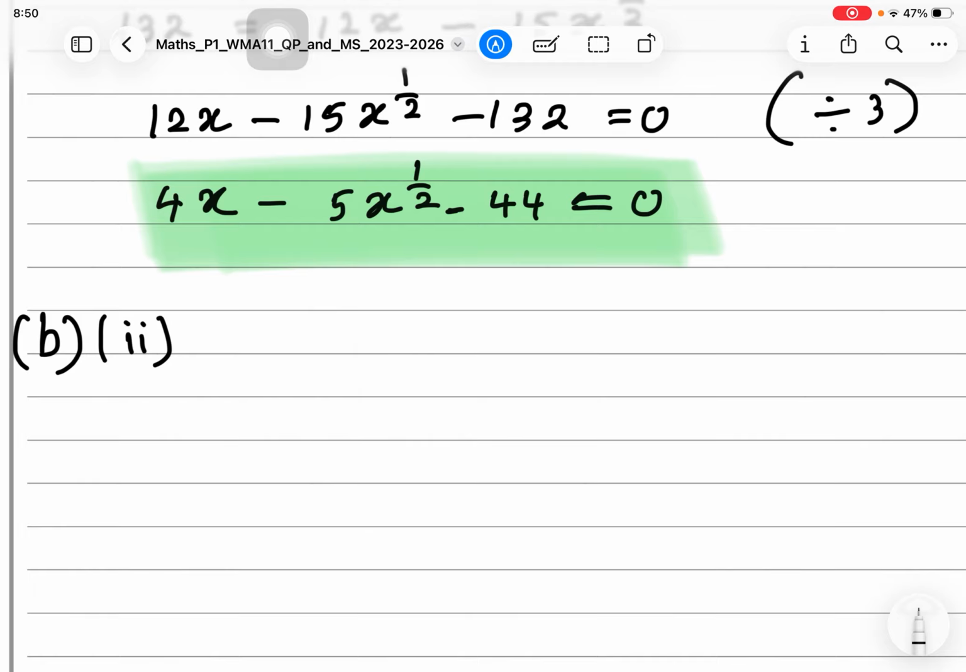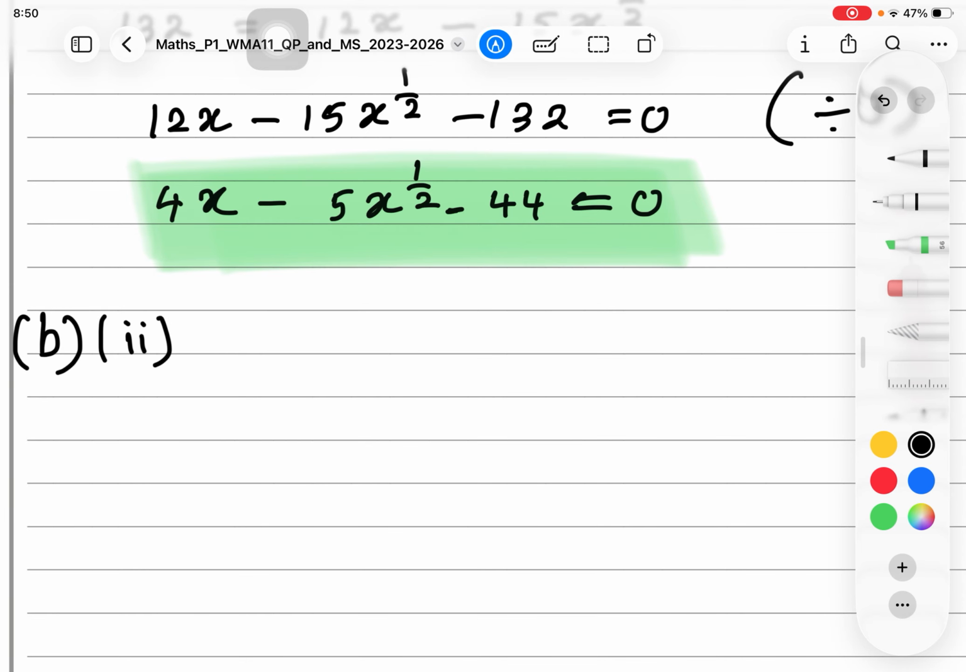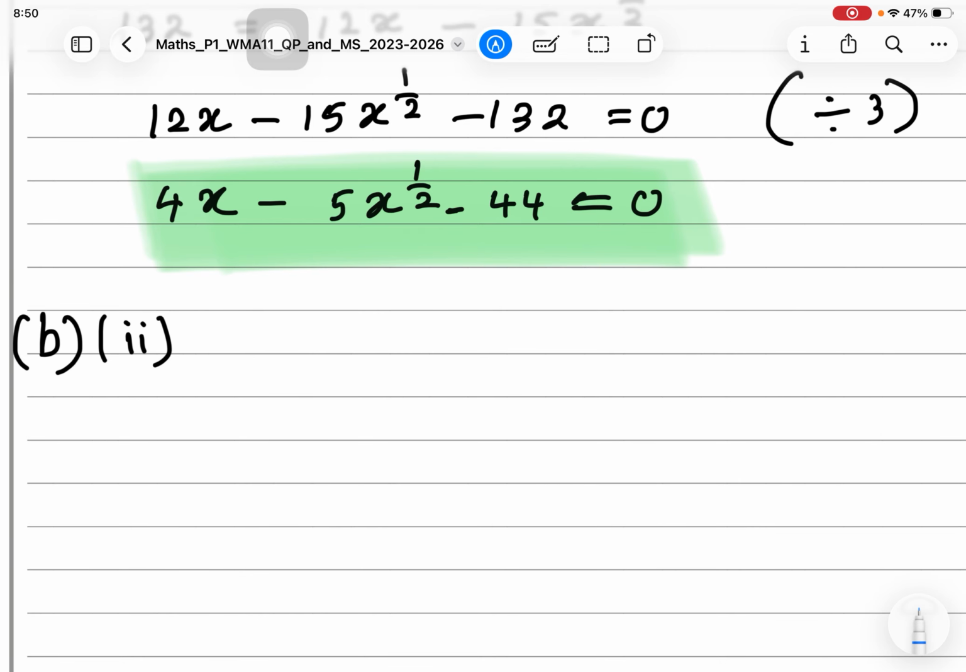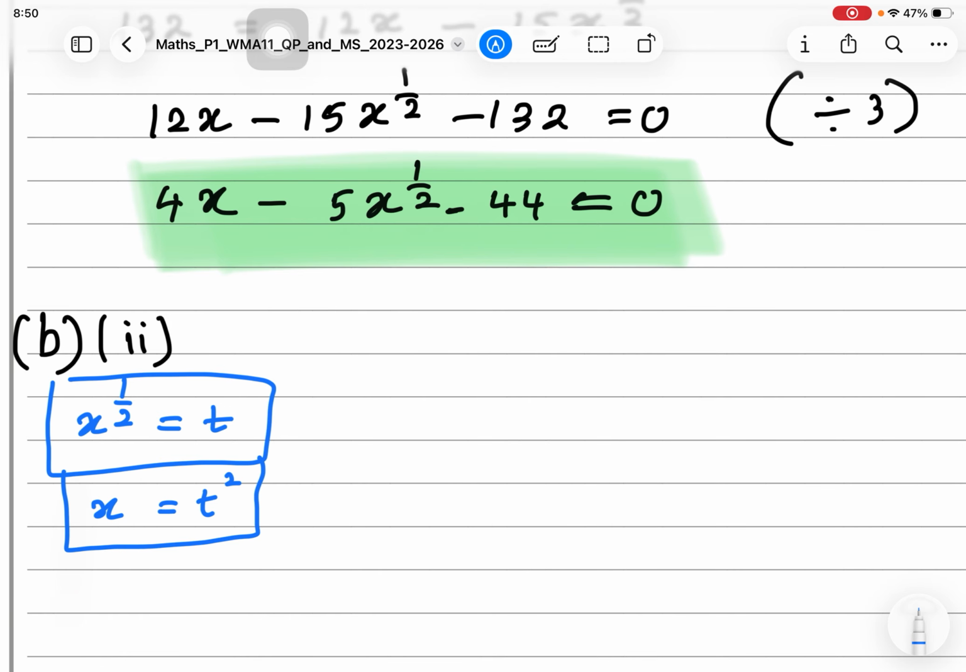Since these solutions are a bit tricky, I'm going to have an easy simplification. I'm going to have x to the power half as t, so that x is going to be t squared. When I do the substitution, I get 4t squared minus 5t minus 44 equals 0. This gives a similar feeling of this algebra. Of course, you can get the roots if you see that 4 times 44 gives you the value, so you can get the factors.